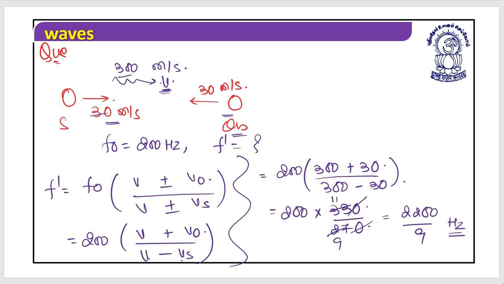So if no relative displacement occurs, there are no chances that the Doppler effect can occur. I hope you understand this. And if there is no Doppler effect, that means the apparent frequency and the original frequency will be the same. I hope you understand this.